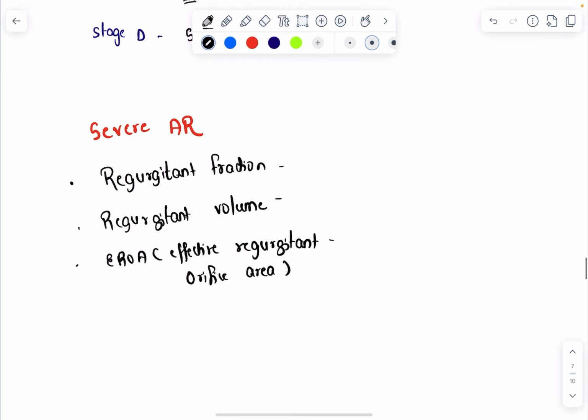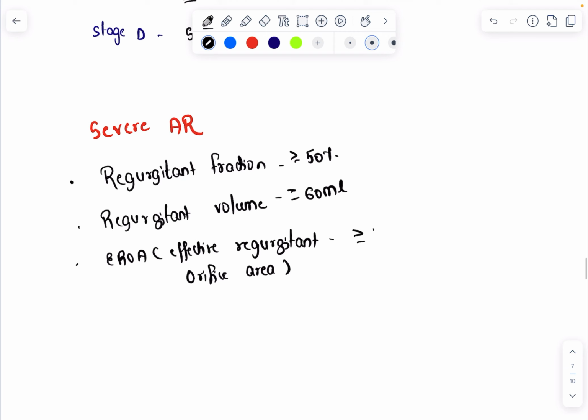So in severe aortic regurgitation, the regurgitant fraction is 50 percent or more, and the regurgitant volume ejected back into the left ventricle should be equal to or more than 60 ml, and the effective regurgitant orifice area from which the regurgitant jet is passing to the left ventricle should be more than or equal to 0.3 centimeter square. So these three things you should remember.